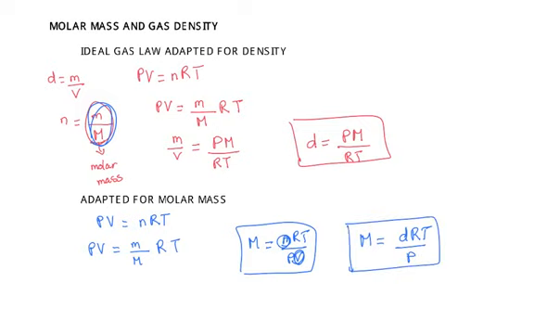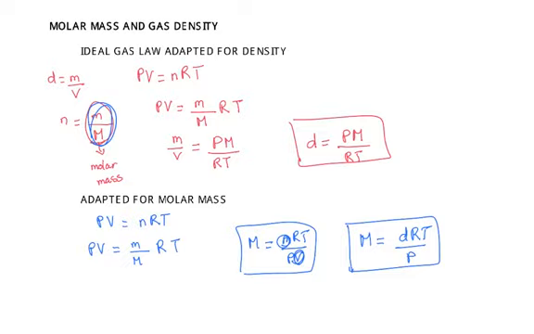I'll have to check, but I think one of these two equations is on your green sheet. I don't think both of them, but I think one of them is on there. But if not, you should be able to derive it by plugging this into PV equals nRT, basically.